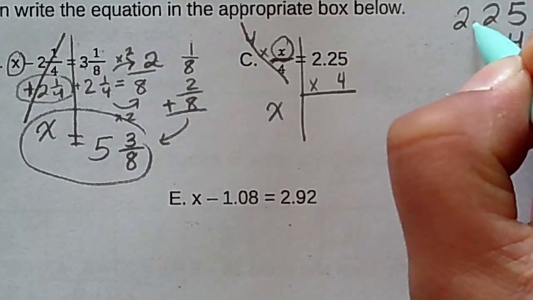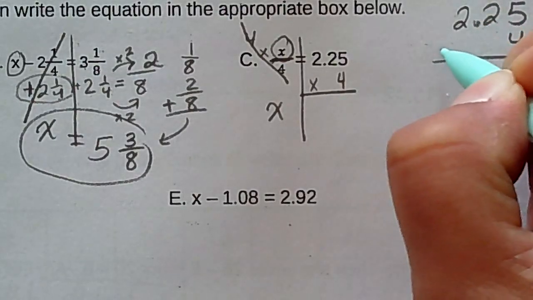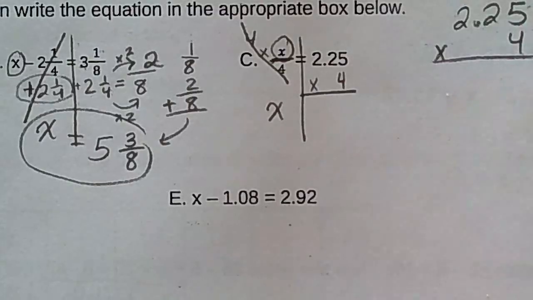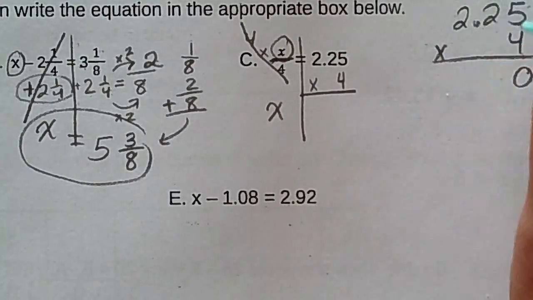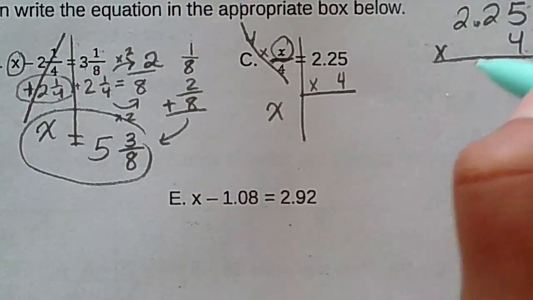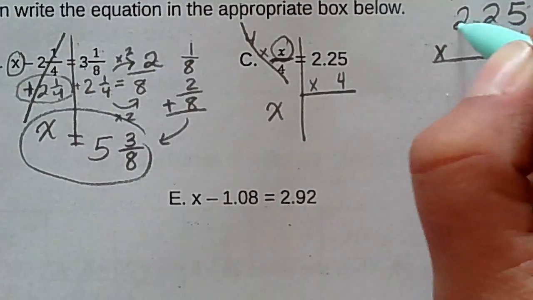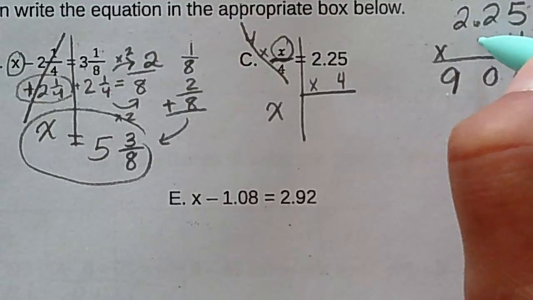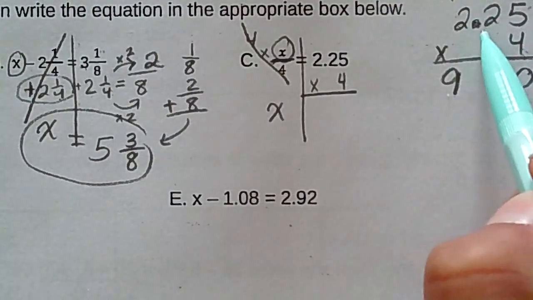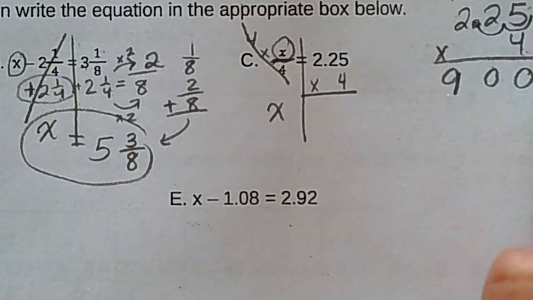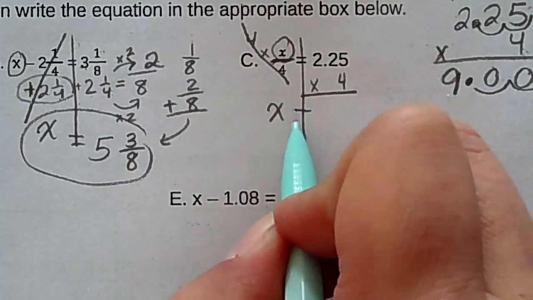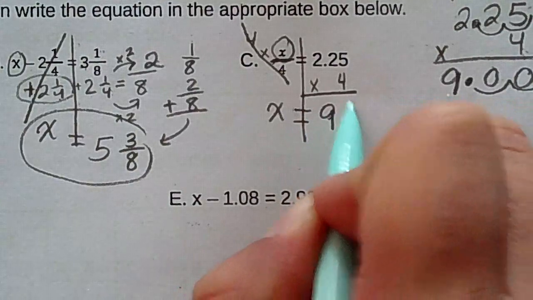2.25 times 4. So I'm multiplying a decimal number. 5 times 4 is 20. Carry the 2. 4 times 2 is 8 plus 2 is 10. Carry the 1. 4 times 2 is 8 plus 1 is 9. Decimal point. Count the number of places. 1, 2. Move it back in. So my x equals 9.